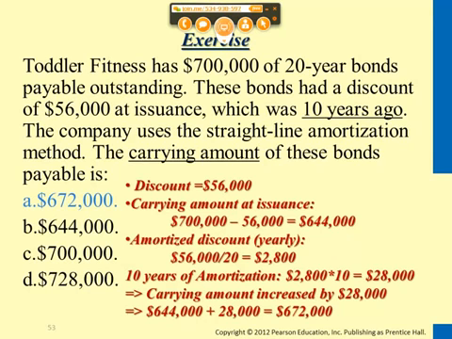Okay, so this part here, if you add another $28,000, that basically will give you $700,000 because the lifetime of a bond is 20 years. So this is the part that increases in 10 years, and in another 10 years you just add another $28,000 and that will give you the face value. That's the time when the bond matures.